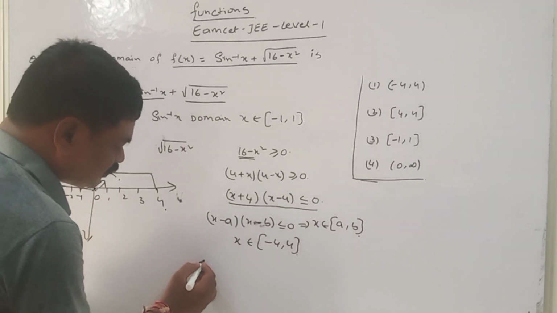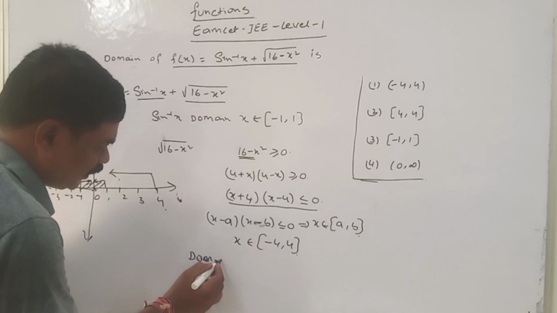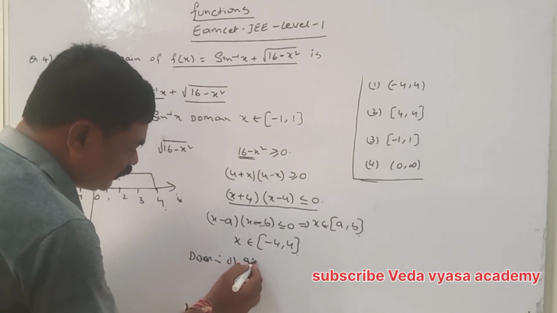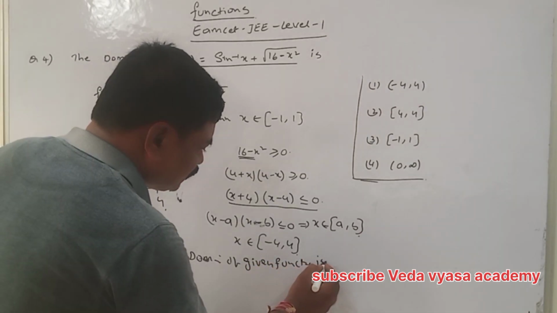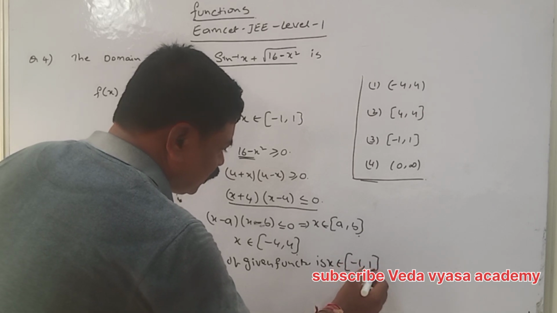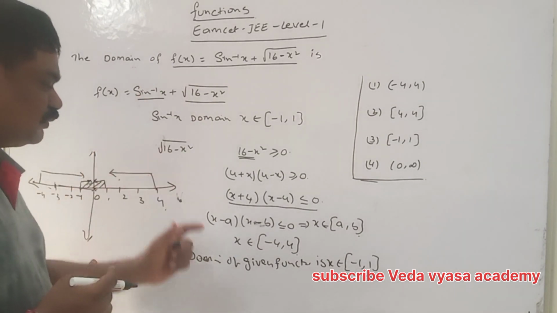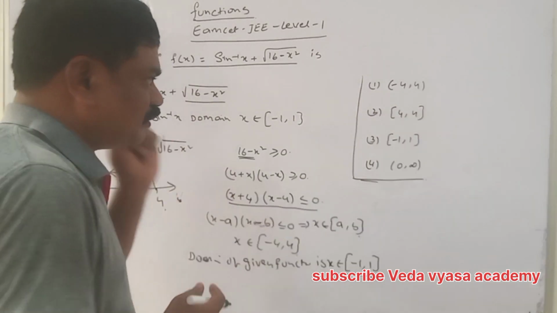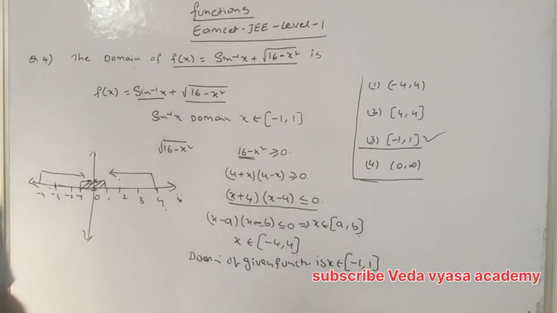So x belongs to the domain of the given function. The domain of the given function is x belongs to the closed interval minus 1 comma 1, the intersection of the two. So we have x belongs to minus 1 comma 1. Option 3 is the answer.